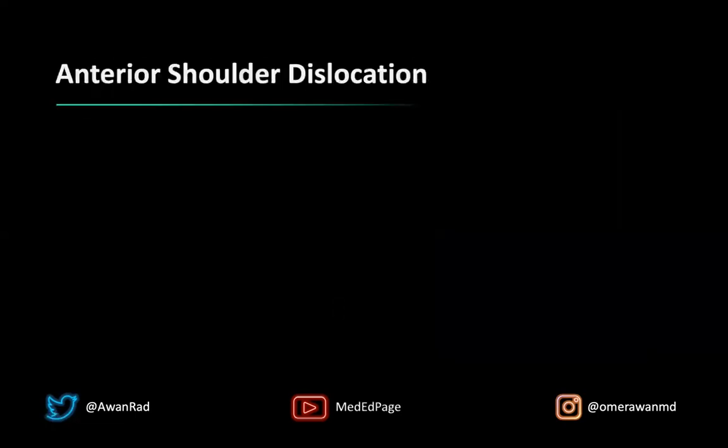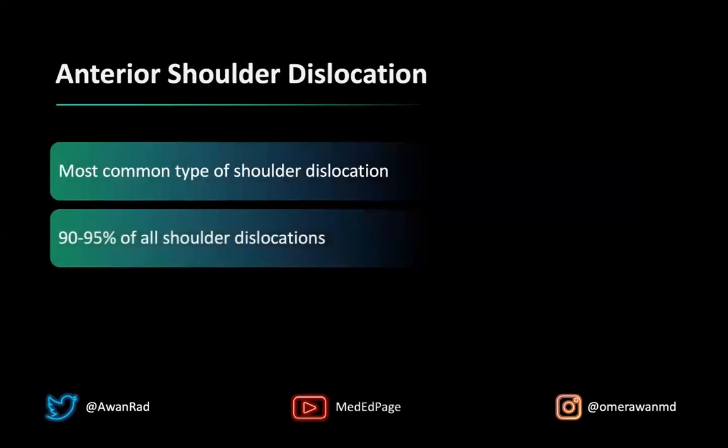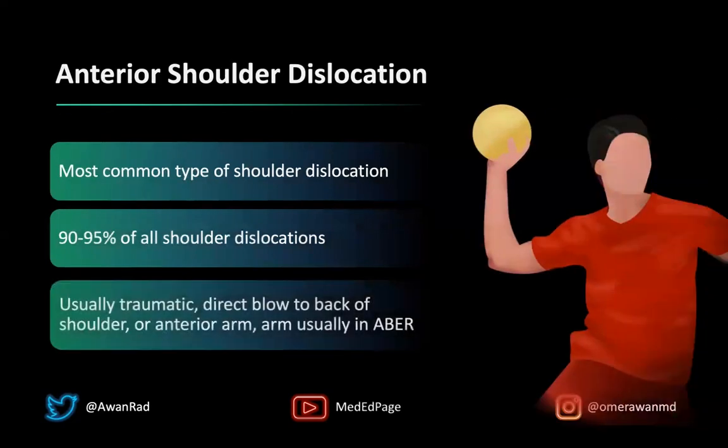And now an anterior shoulder dislocation is the most common type of shoulder dislocation. You can have a posterior dislocation, you can have an inferior dislocation, but really 90 to 95% of all shoulder dislocations are anterior. I probably see this on a weekly basis. I may see a posterior dislocation on a seasonal basis, maybe 3 or 4 times a year. And these are usually traumatic.